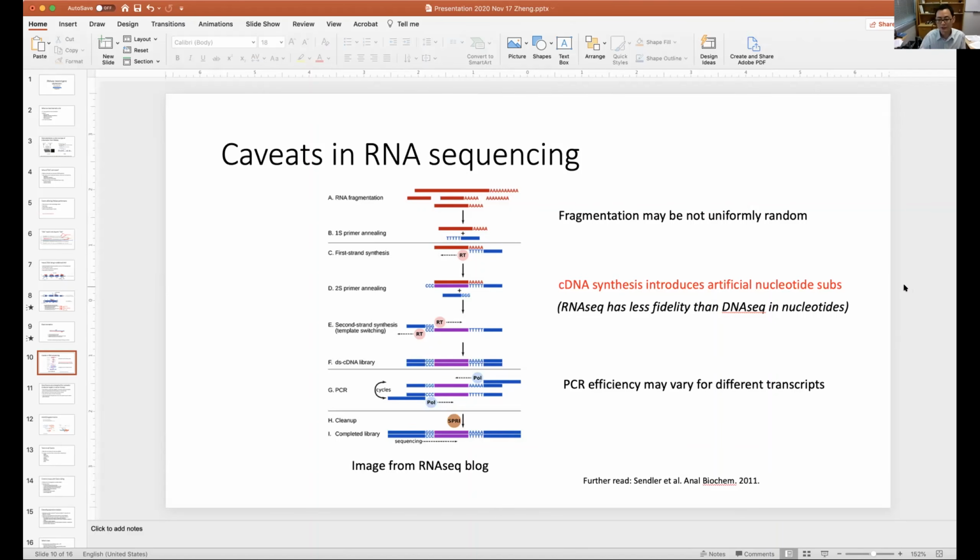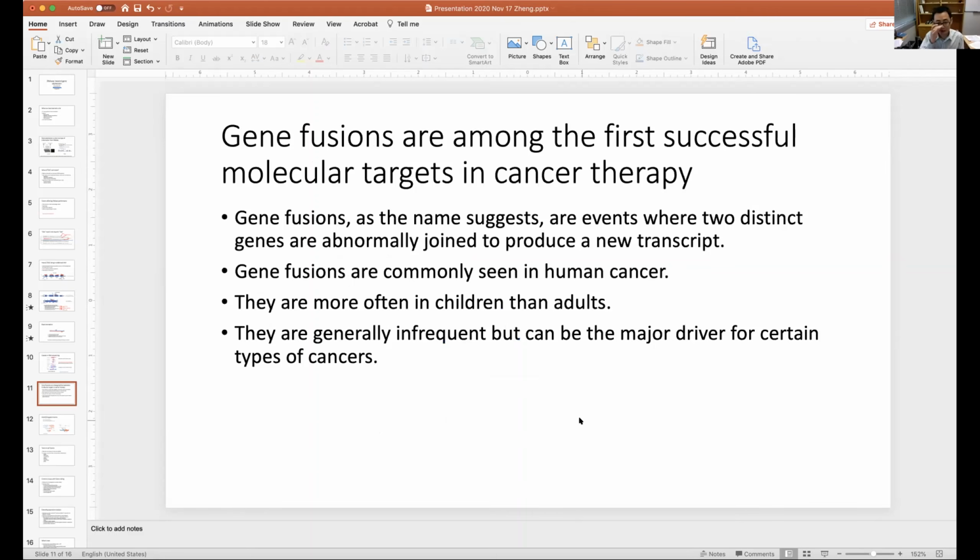Okay, and of course, PCR efficiency may also be different for different transcripts. And especially in the cDNA reverse transcription step, RNAseq can introduce many artifacts that in the final RNAseq data would appear to be variants. So now the gene fusions, I think, I've studied gene fusions since 2011.